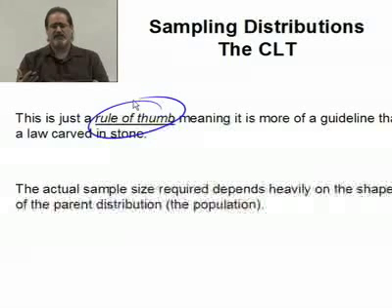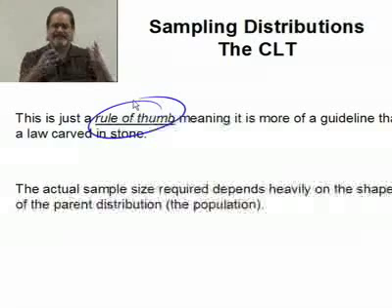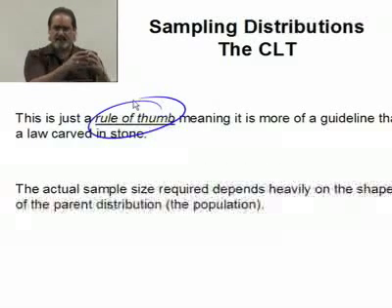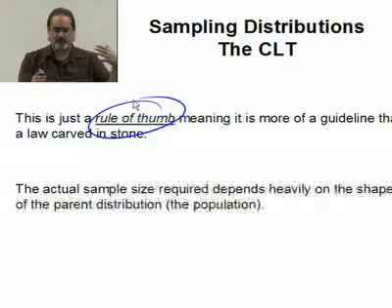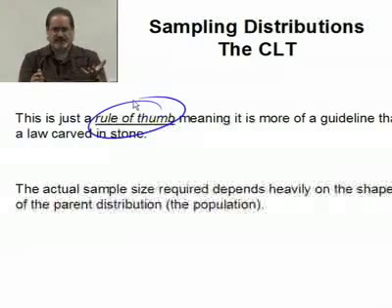Let's suppose that our distribution was uniform. Well, uniform symmetric. Any symmetric distribution will become normal very, very quickly. Well, when I say it will become normal, I'm really saying that the sample means that came from a bunch of samples from that distribution will become normal. The parent distribution is what it is. It doesn't change.